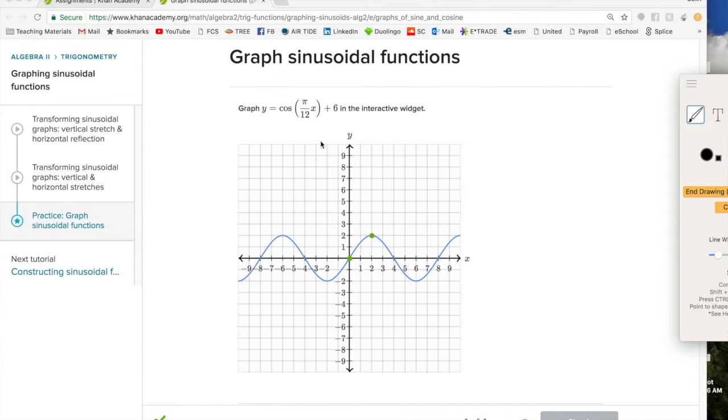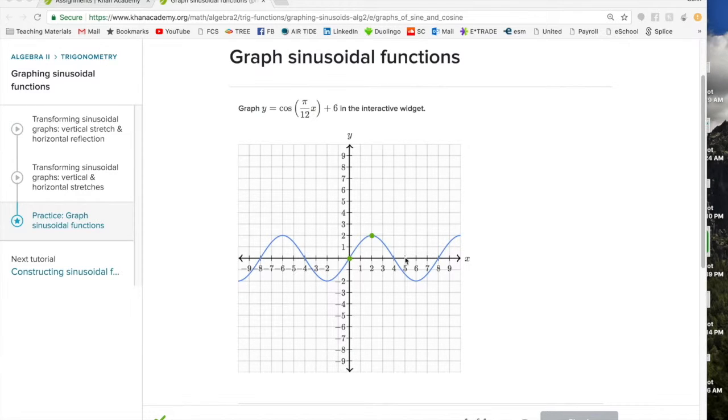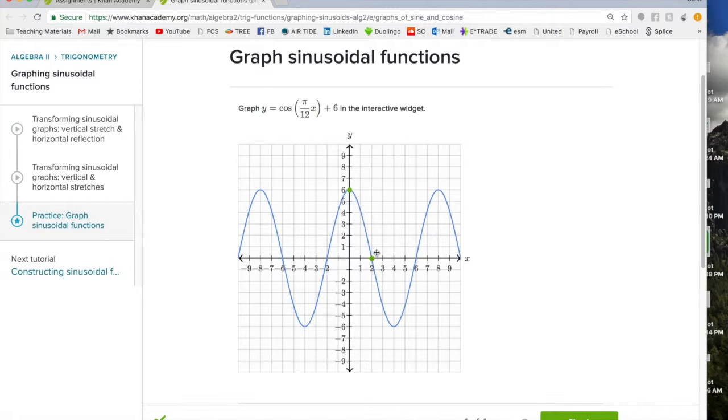So let's try another one. This one is going to be cosine. And let's go ahead and get started with making sure that we know that since we're dealing with cosine, we're going to move it so our graph starts at the top. Okay, and then it'll start moving down after that. Okay, so we know, hey, check it out. There's our center line right here. It's going to start at 6, so let's move that up to 6.